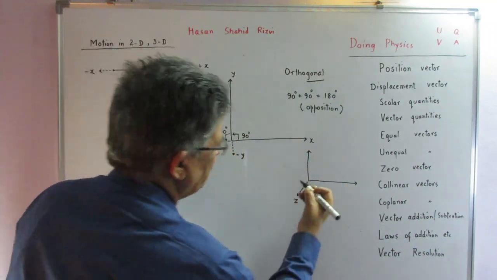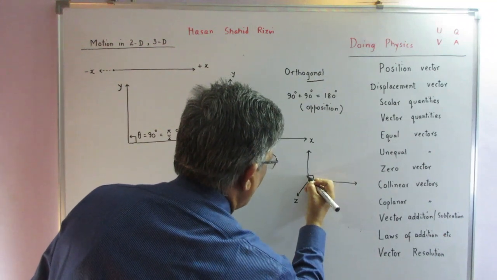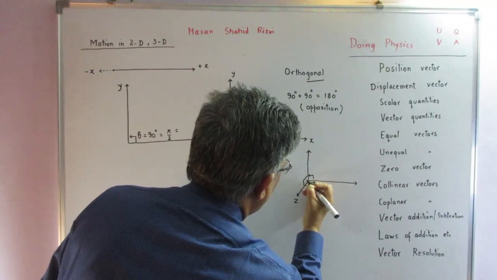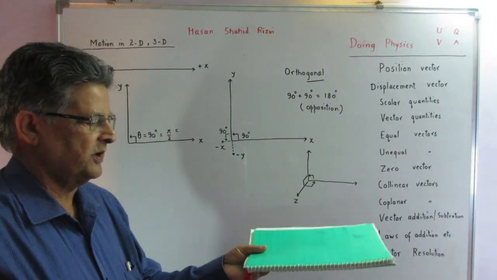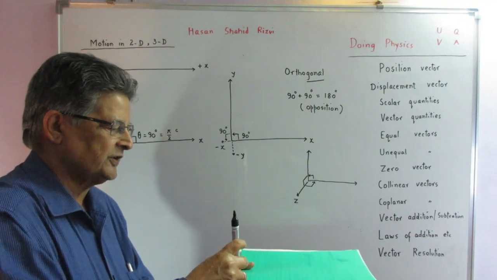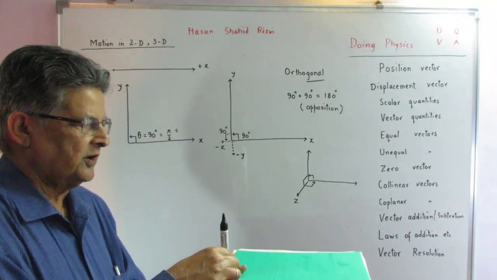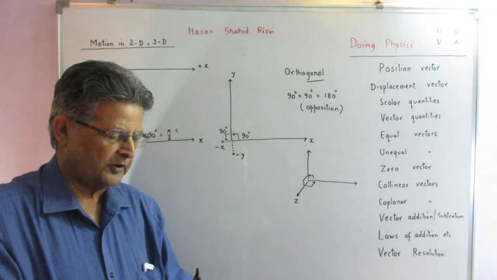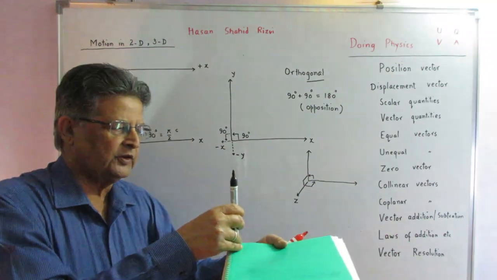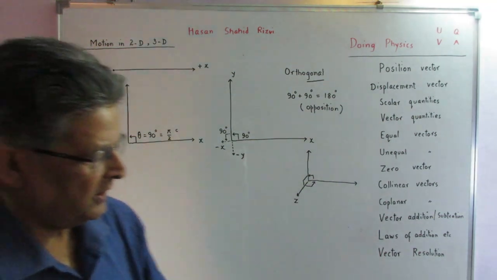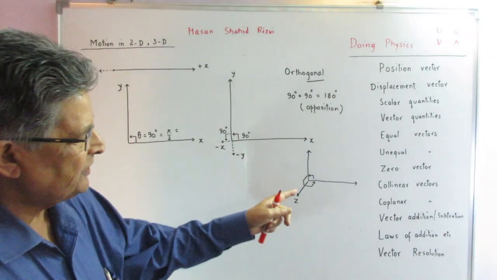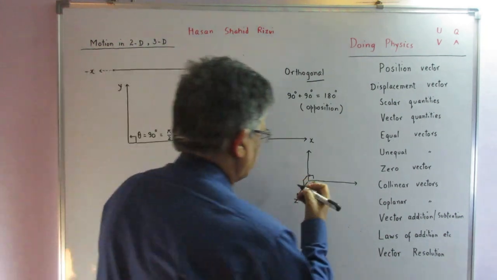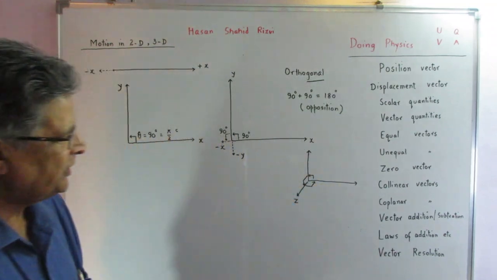The angles between x and y, y and z, and z and x are all 90 degrees. You can see from here itself that between x and this z axis, the angle appears, even to the naked eye, to be 90 degrees. So it is perpendicular to the x axis. And also you can see that this is perpendicular to the y-axis, and they are said to be mutually perpendicular. The axes are mutually perpendicular to each other, and all these angles are 90 degrees. So what is the significance of this 90 degrees?